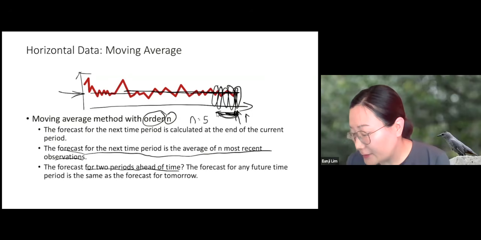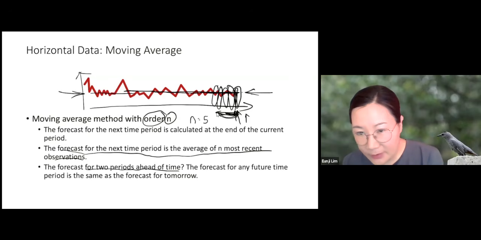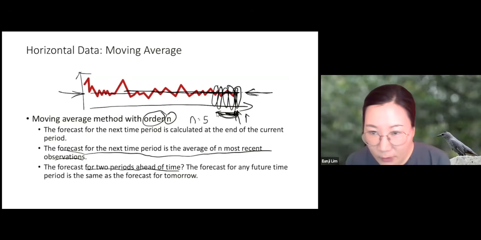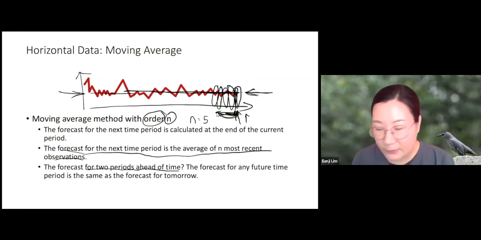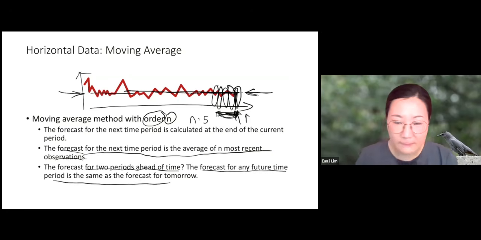Since we know that this data set is stationary, the forecast for any future time period will be this constant level. In other words, the forecast for the day after tomorrow will be the same as the forecast for tomorrow. In fact, the forecast for any future time period is the same as the forecast for tomorrow.